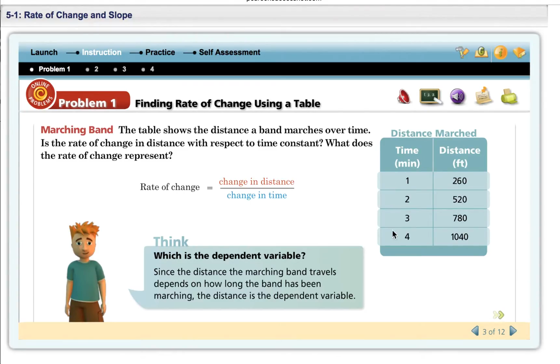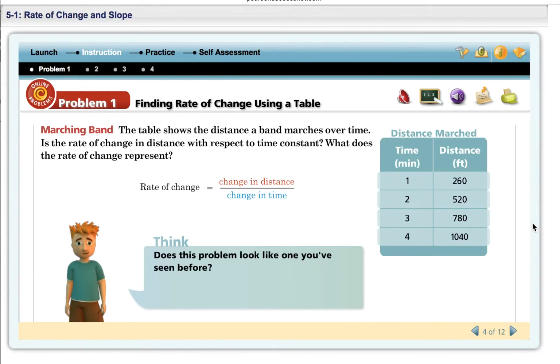So these are sort of like our x values, these are our y values, and it makes sense, right? Because how far they march depends on these numbers over here. Okay, and the rate of change is this: we're going to divide the difference between these numbers by the difference between these two numbers.